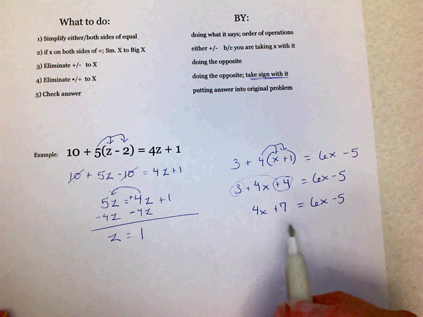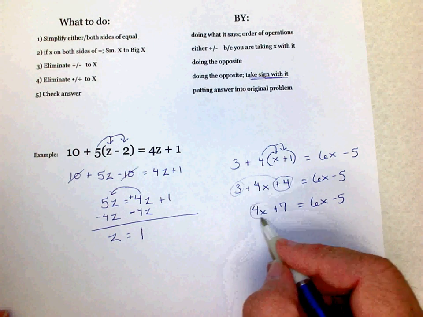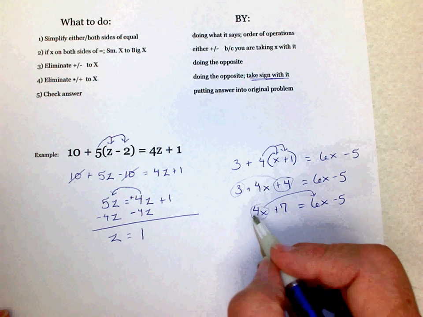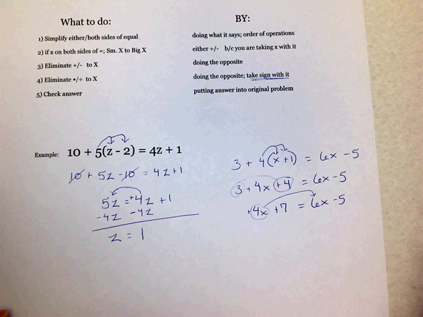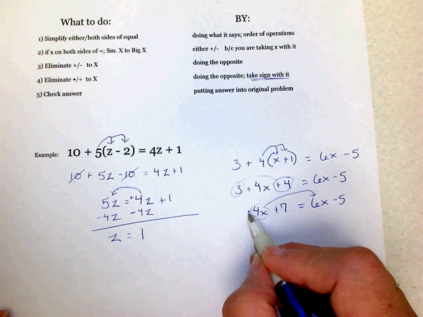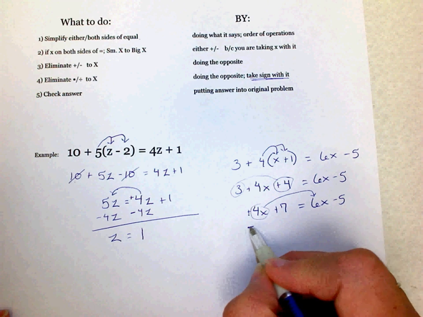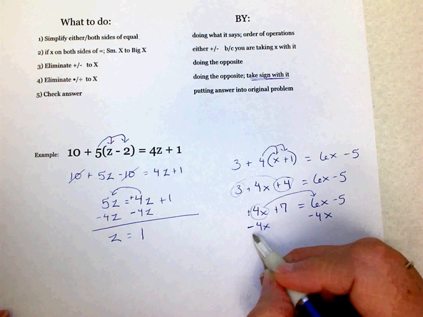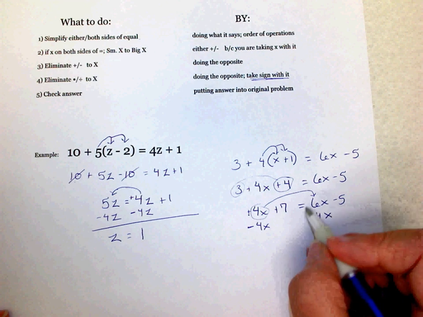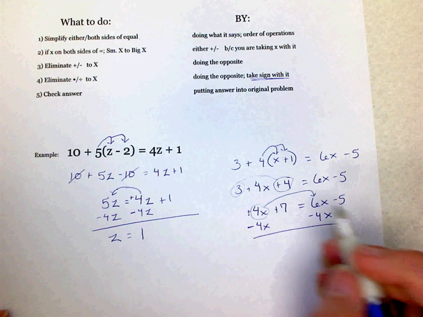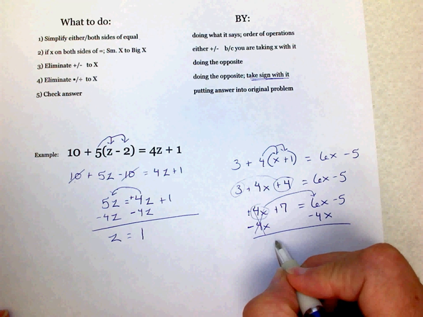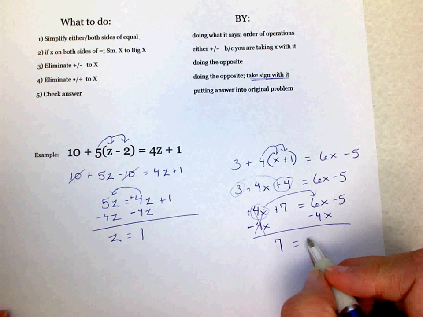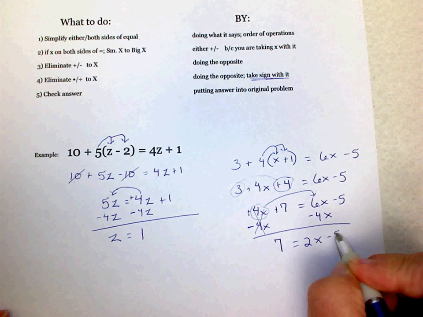Ooh, this time our small x is on the left side, and we have to take it to the right side. I didn't see a sign in front, so I know it's positive, so it's been added to the left side. The opposite is to subtract it. And if I subtract it from one side, I have to subtract it from the other. And chop chop, that goes away. And the only thing left is our 7 equals 2x minus 5.